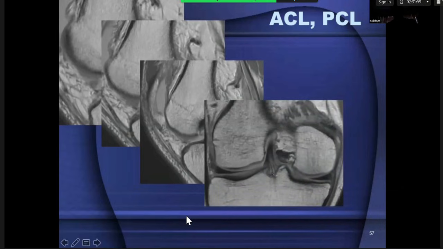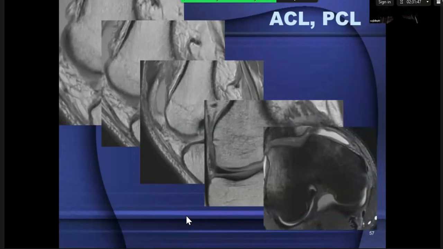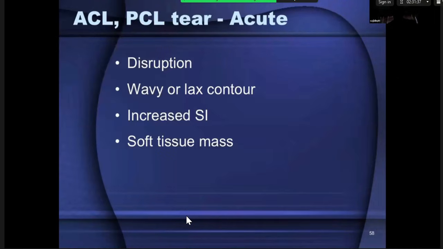In terms of coronal imaging, the anterior cruciate ligament is seen towards the lateral side. It has got a more feathery appearance. The posterior cruciate ligament has got more of a rounded low signal intensity shape. When you have got tears of the cruciate ligaments, then you need to look at other associated findings in terms of bone bruising and damage to the rest of the ligaments. That's quite important.